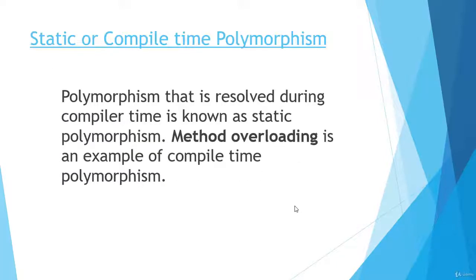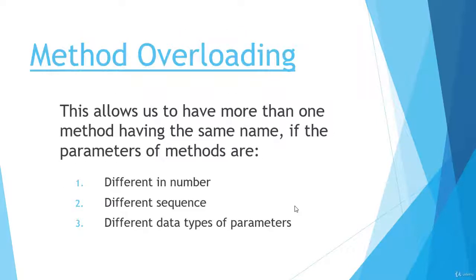First of all, static or compile time polymorphism. Polymorphism that is resolved during compile time is known as static polymorphism. Method overloading is an example of compile time polymorphism. Now, what is method overloading? Method overloading allows us to have more than one method with the same name if the parameters of the methods are different in number, different in sequence, or different in data types.